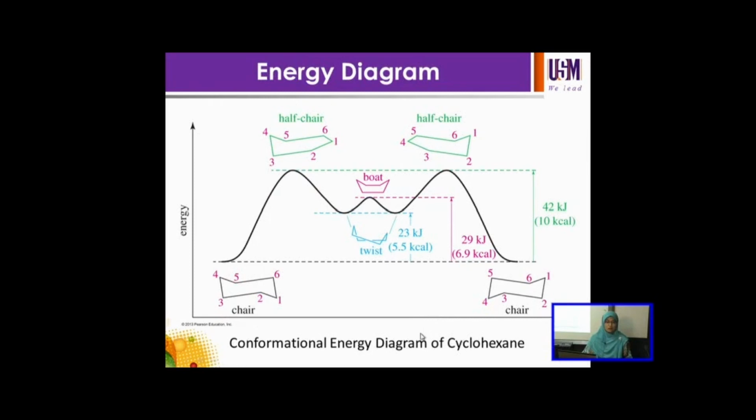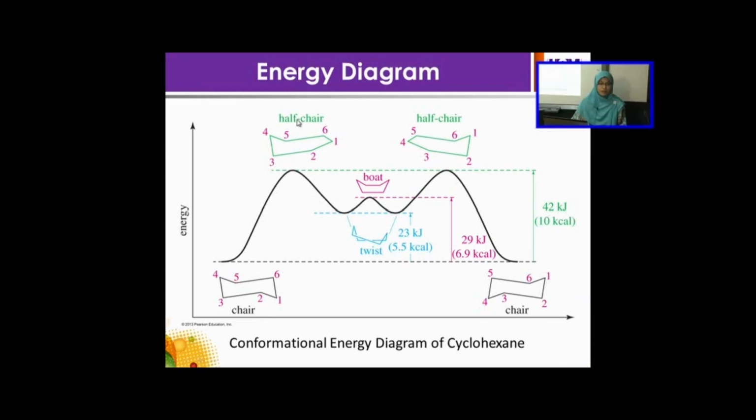So this is a conformational energy diagram of cyclohexane. Cyclohexane can adopt four non-planar conformations, which are chair, half chair, twist, and also boat. The interconversion between the chair conformations requires that cyclohexane go through a higher energy half chair conformation to get a ring flip. So the chair undergoes a ring flip, or chair to chair interconversion. The chair has to go through a half chair, a twist, a boat, a twist again, and a half chair again, so that it can reach the second conformation.